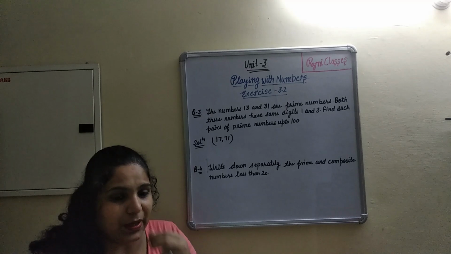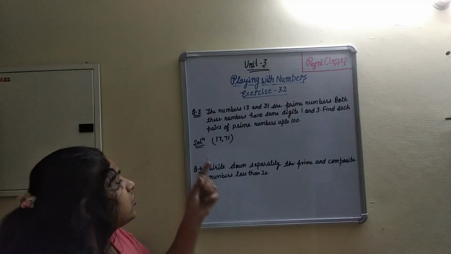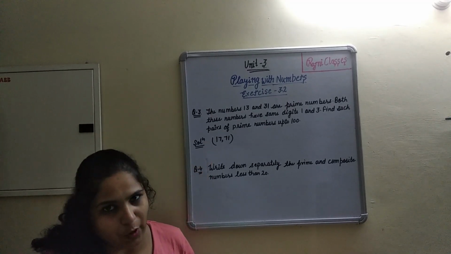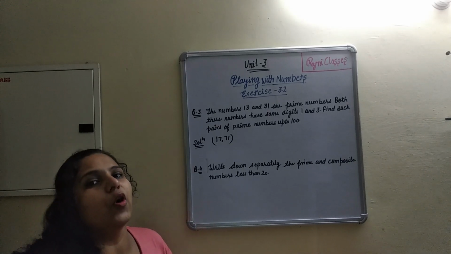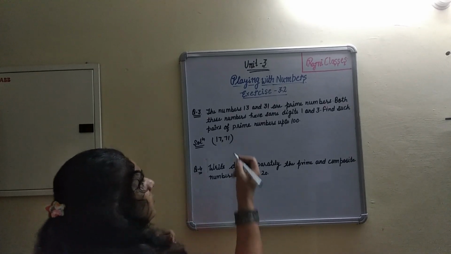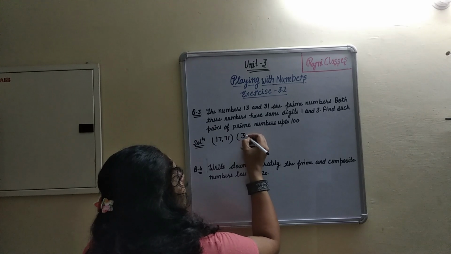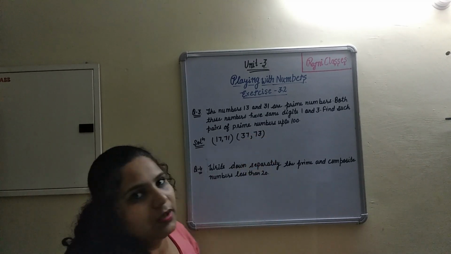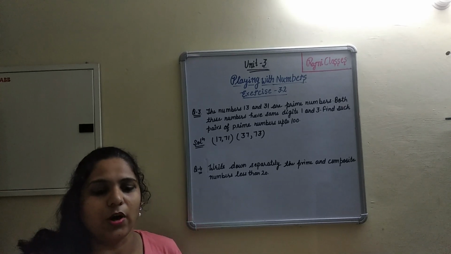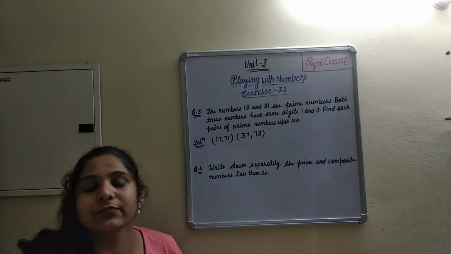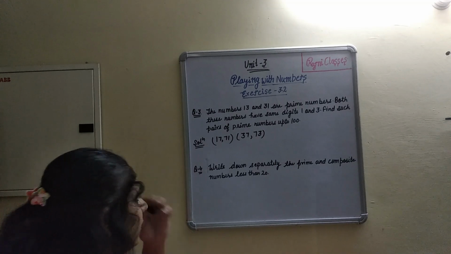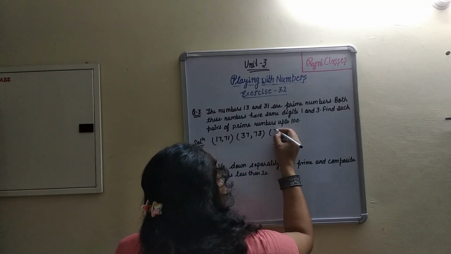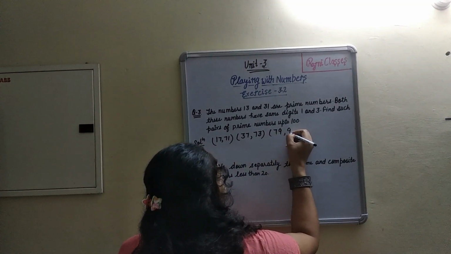We have to make pairs of prime numbers. First one is 17 and 71. After that, move on. You will find out 37 and 73. Okay, just continue with it. Continue with it. So we will get 79 and 97.